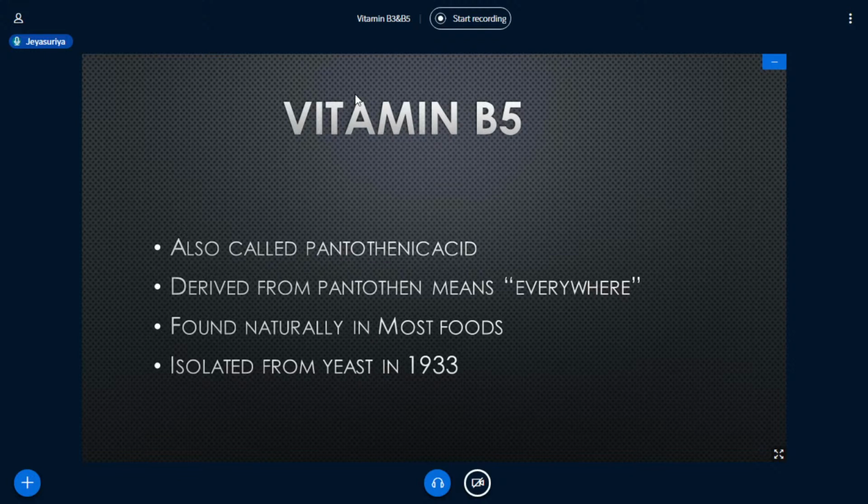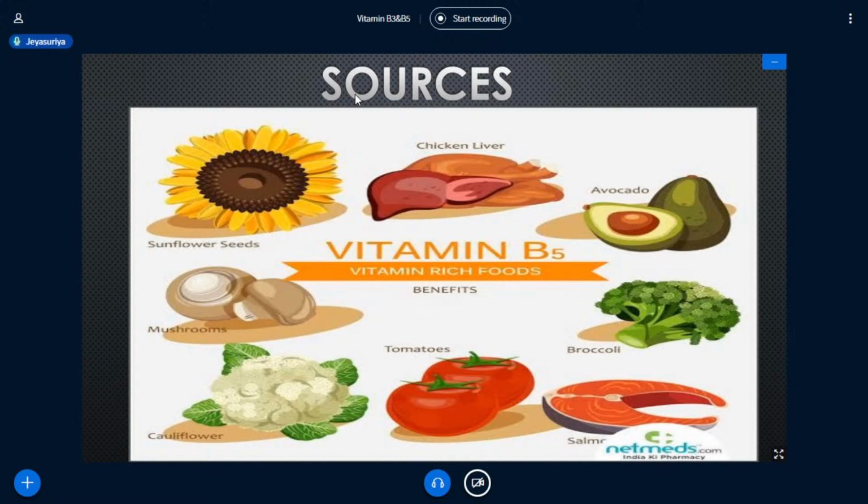Now, moving on to the sources. It is widely distributed in nature, it is everywhere, and it was commonly known as the anti-dermatitis factor. Its metabolic role is that it has the activity of a coenzyme.